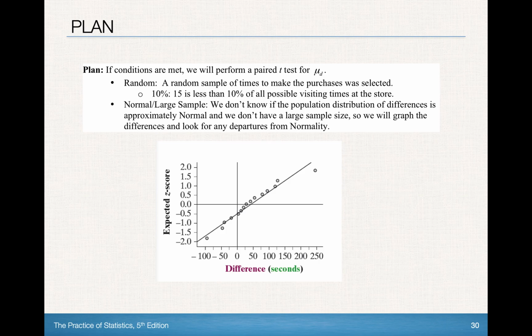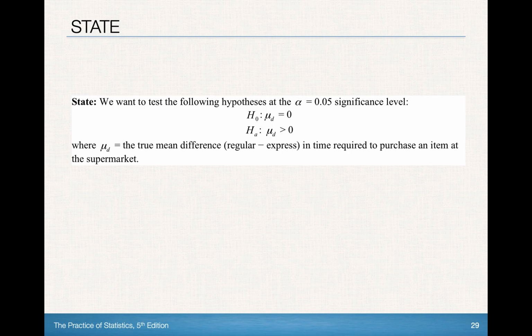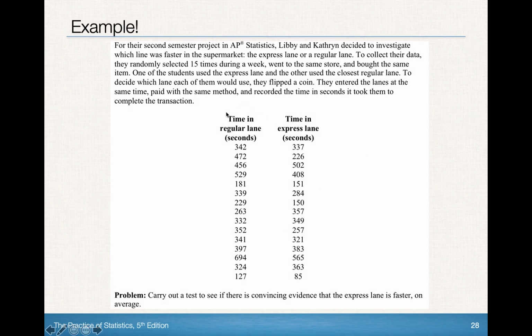And then normal: again, 15 is less than 30. So therefore, we need to actually graph, some sort of graph, and in this case I chose a normal probability plot, and you will see my normal probability plot below. Again, my normal probability plot is a plot with my list 3 data, not list 1 or list 2, right? I put time in regular lane in list 1. I put time in express lane in list 2. My list 3 is list 1 minus list 2, because I did regular lane minus express lane.